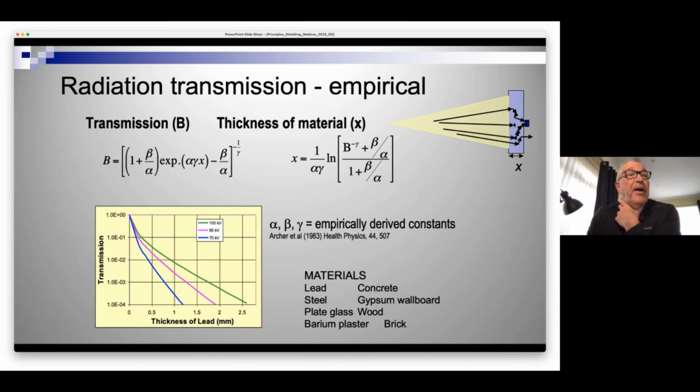40 years ago, Ben Archer and his team identified that you could fit empirically derived constants to transmission and come up with two equations relating transmission and thickness, or thickness and transmission, using alpha, beta, and gamma, which are empirically derived. And we have these for lead, concrete, steel, gypsum wallboard, plate glass, wood, barium, plaster, and brick, which is just about anything that you're going to use to shield X-rays, for a range of kVs.